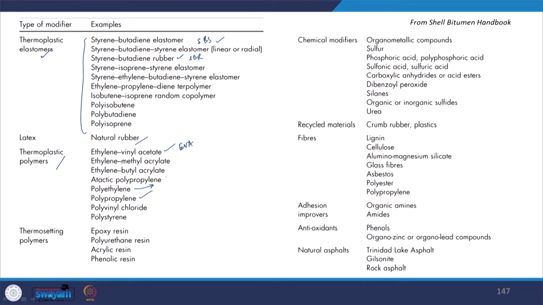Then again we can see that we have a long list here depending on the type of modifier. For example, if you see here, they have specifically mentioned recycled materials, which I was just discussing. We have crumb rubber and we have plastics here. We also have fibers. Now, these fibers sometimes are used for modification of bitumen, and sometimes they are also used in dry state for modification of the asphalt mix in general. We also have adhesion improvers, anti-stripping agents, and antioxidants that are used for modification of bitumen.